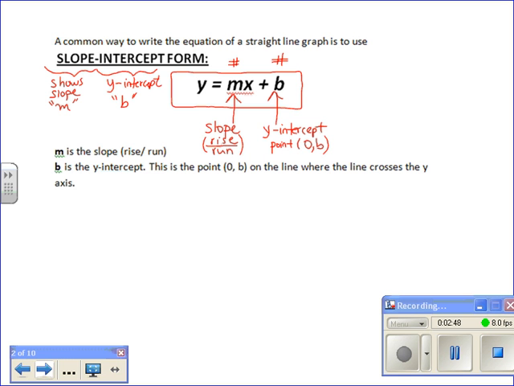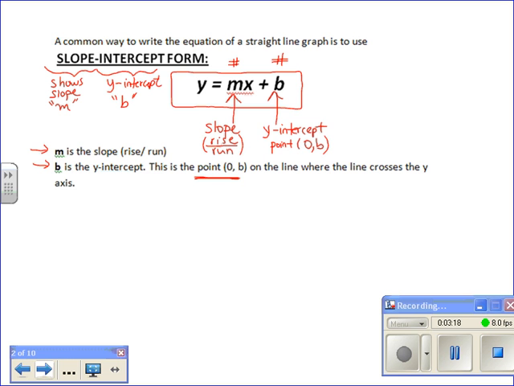But otherwise, every time I see a number at the end, I know that is the value on the y-axis where the line crosses. That's called the y-intercept. So here I've got b is the y-intercept. If you look down here, m is the slope. With the y-intercept, this is going to be a point: 0, some value for y on the line, where the line crosses the y-axis.